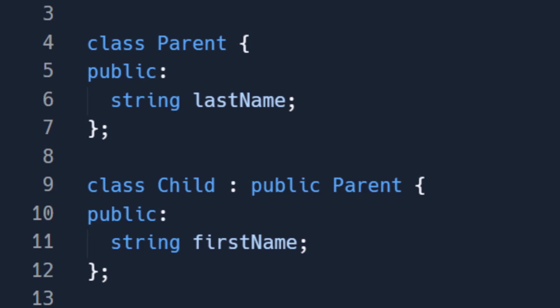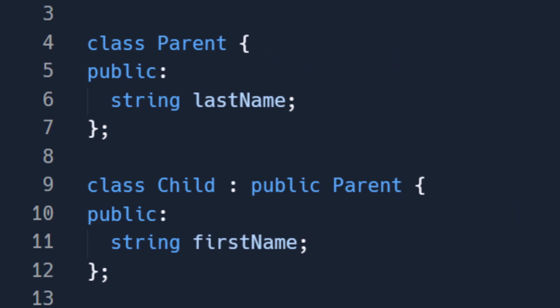For this tutorial, I'm going to go over inheritance in C++. Inheritance is a part of object-oriented programming, and it's a very easy concept to understand. Inheritance allows you to create a new class from an existing class. The old class, or the existing class, is called the base class, and the new class is called the derived class.